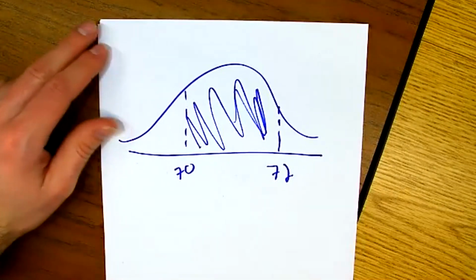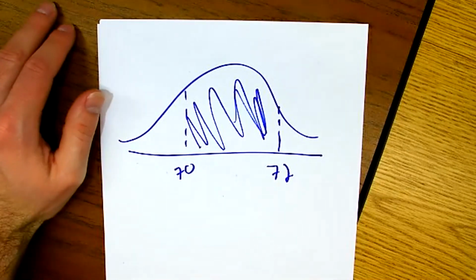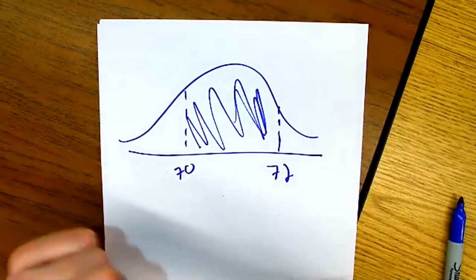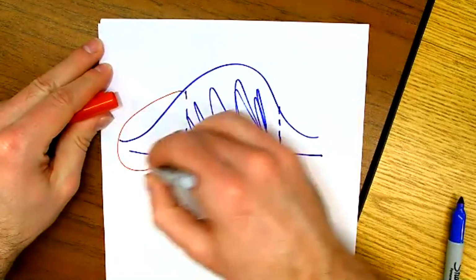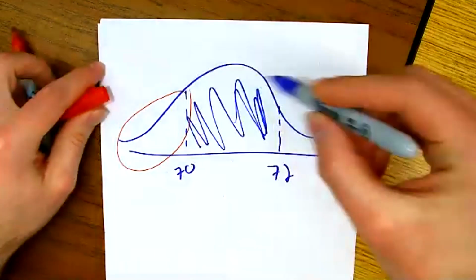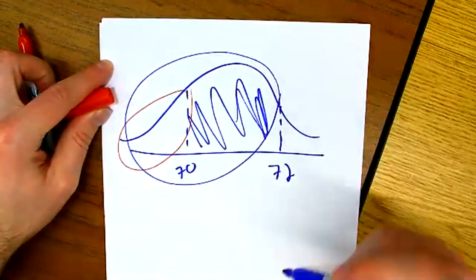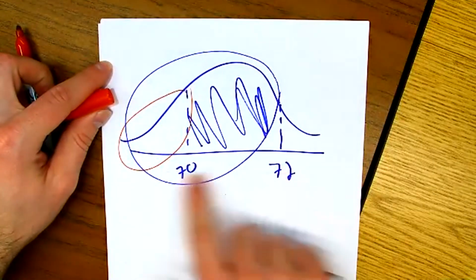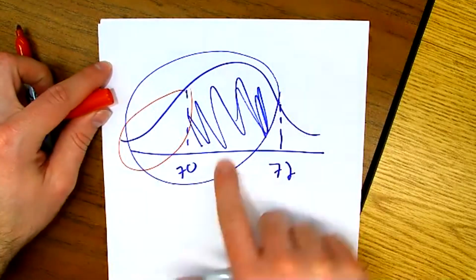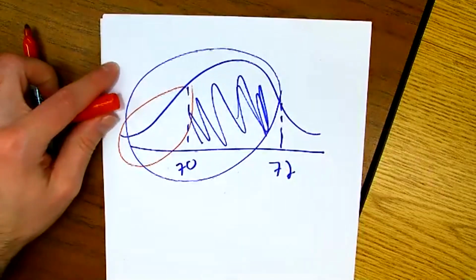Well, we're really thinking about there, kind of a couple different ways to think about it. The way I explained it before was you would find the area to the left of 70, find the area to the left of 72, subtract the smaller area from the larger area, and you're left with just what's in between. But why does that work?